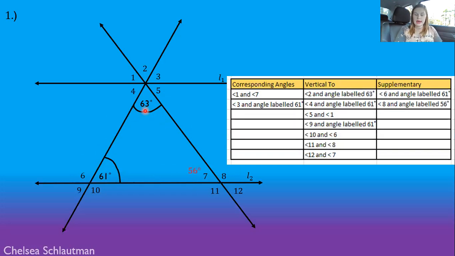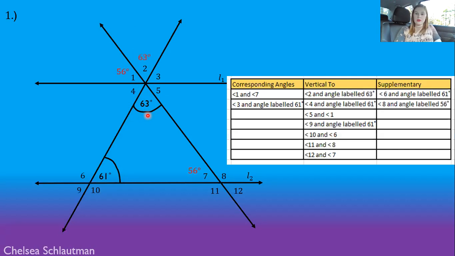Next, we're going to look at angle 1. 1 and 7 are corresponding, which basically just means they're parallel to one another or they're the same. So 1 is going to be the same as 7. So it's also 56 degrees. Next, we're going to look at angle 2, which is vertical to this angle here, which means it's on the opposite side of this already given 63 degrees. So vertical to means they're the same as well. So that is also going to be 63 degrees.